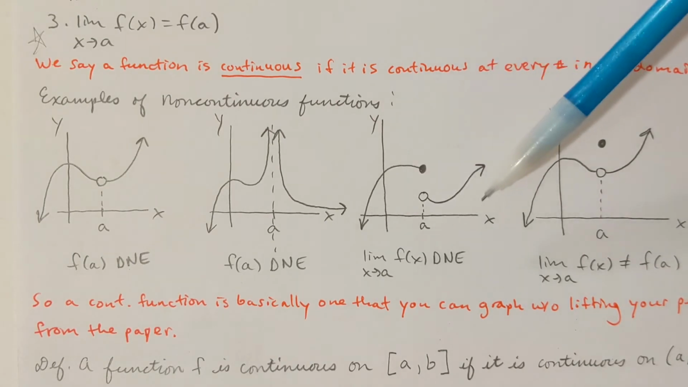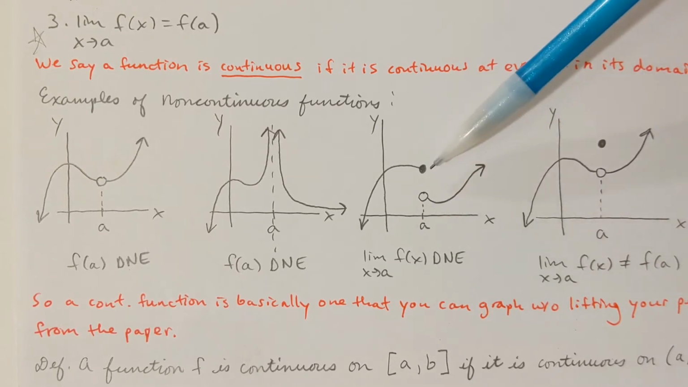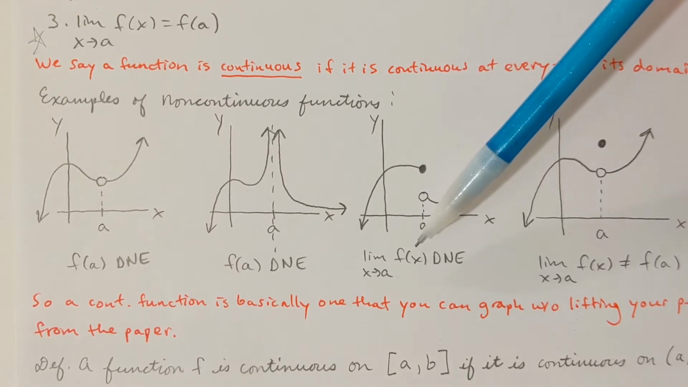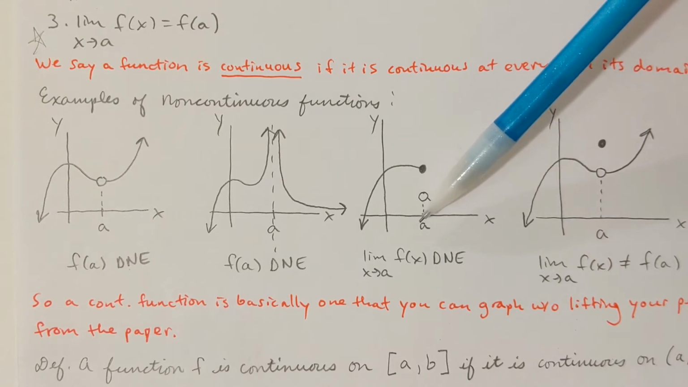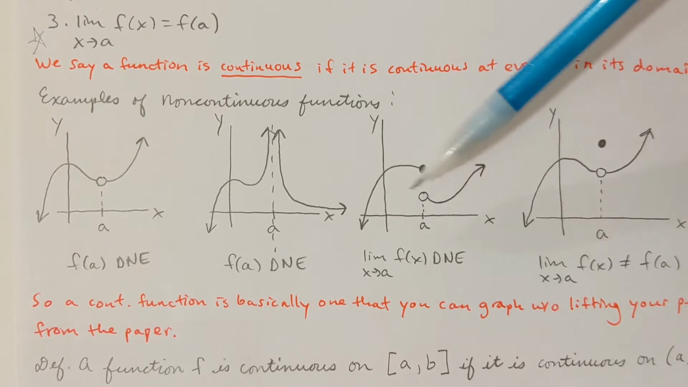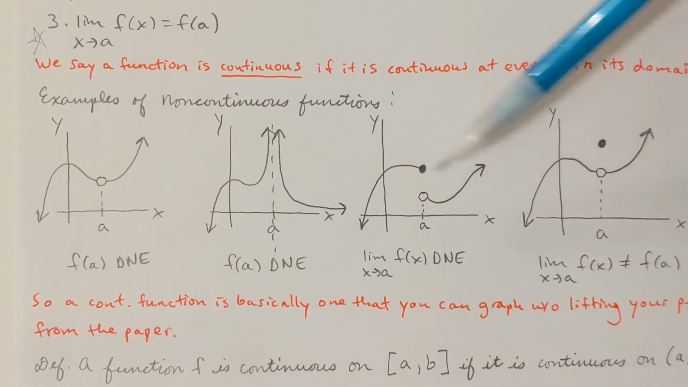Here's another example of a discontinuity. Now f(a) exists, here'd be that point, f(a). But the limit as x approaches a of f(x) does not exist. As I'm selecting values around a, getting closer and closer to a on either side, the y values are not approaching the same spot there.